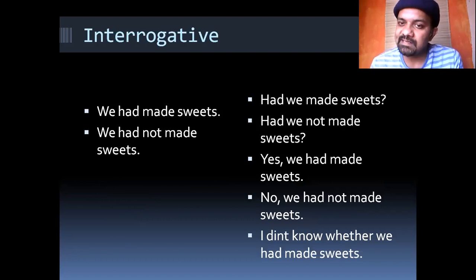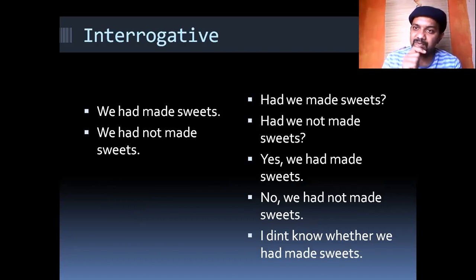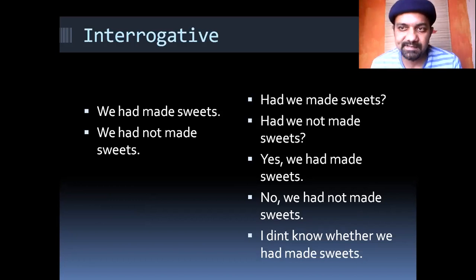Let us make interrogative sentences in this, as we have been doing with other tenses. We had made sweets. Subject plus had plus past participle form of the verb. Interrogative sentence, positive: Had we made sweets? We had not made sweets. Negative sentence: Had we not made sweets?